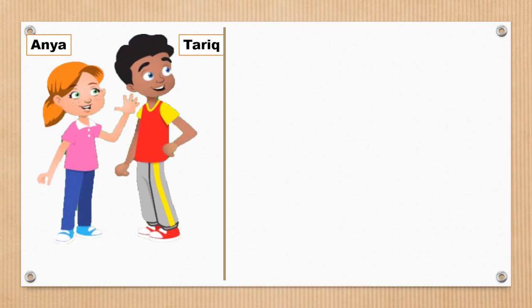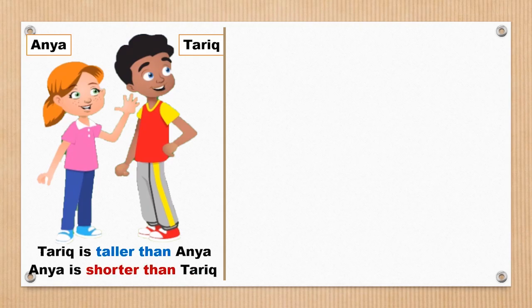Meet my two friends, children. This is Anya and this is Tarek. Let's compare their heights. Who is taller? Correct. Tarek is taller than Anya. If that's so, can we say that Anya is shorter than Tarek? Well, definitely. Anya is shorter than Tarek.